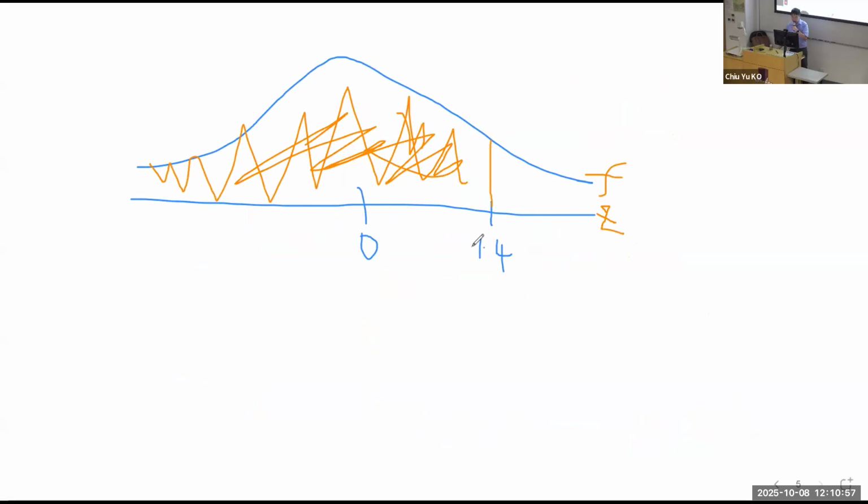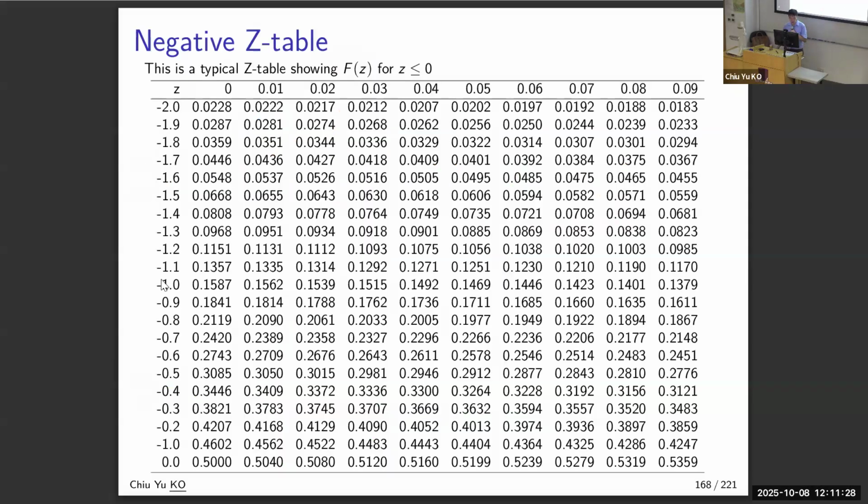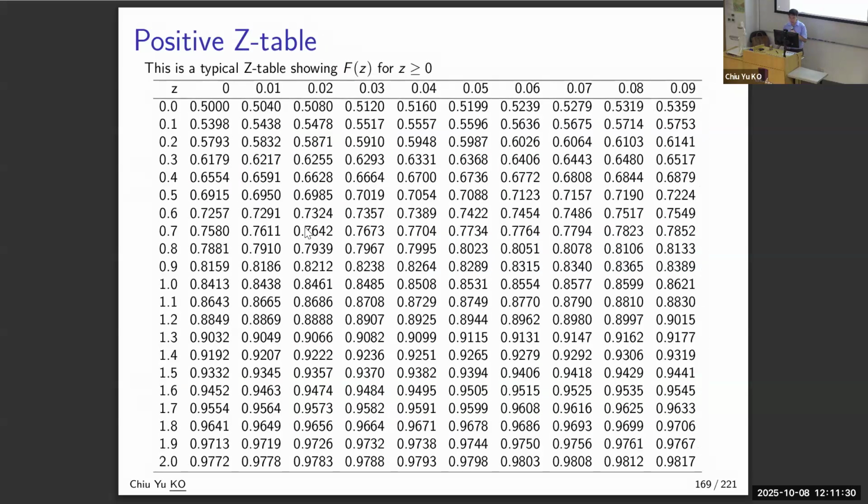Either you just read this from the table, but if your table only gives you this guy, 0 to -1.4, right? You only have this table, right? But -1.4 is the same as this area, by symmetry, right? So you just take the green one and 1 minus the green one gives you orange. Of course, this is from the negative, but as I said, why just use the negative one? Just go to the table, look for the negative, or instead of negative, go to positive. Just this one. Then we're done, right?